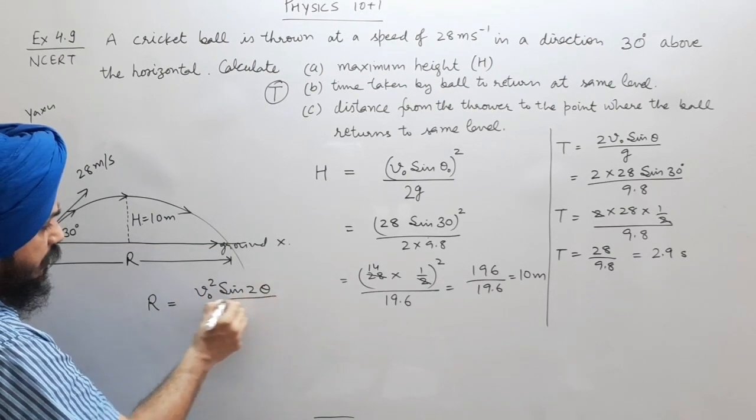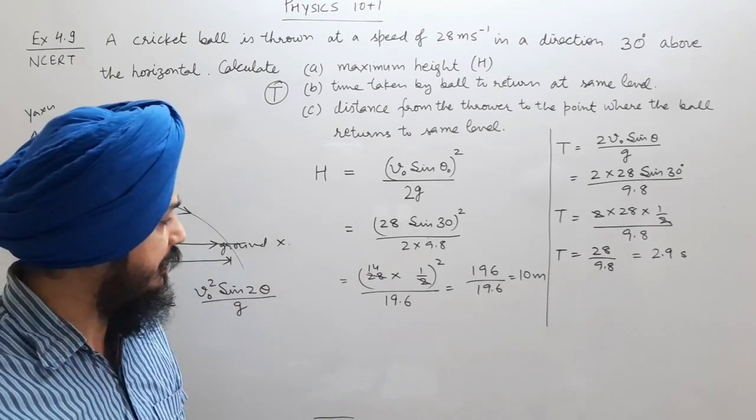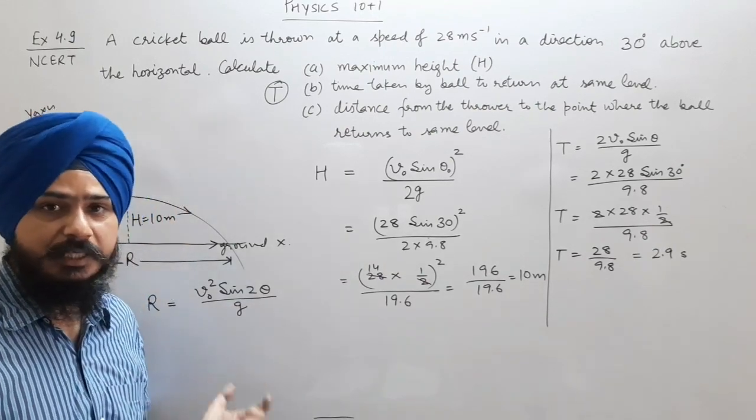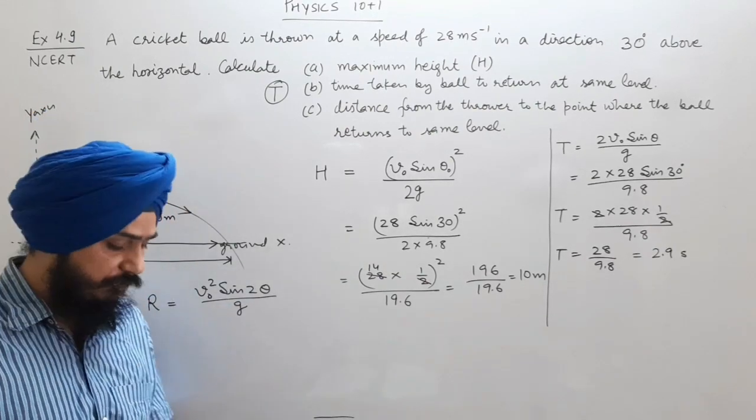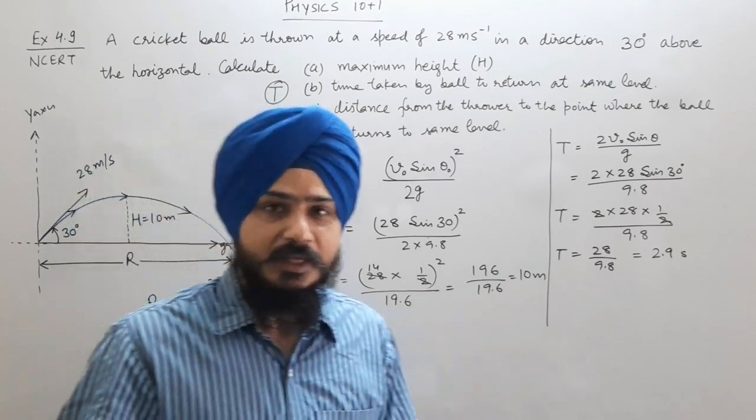In the same way, we will calculate the range, and the formula is V naught square sine 2 theta upon g. I think you can easily go through it and find the result.